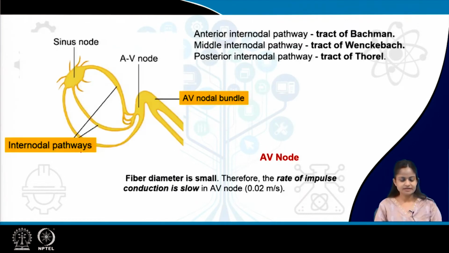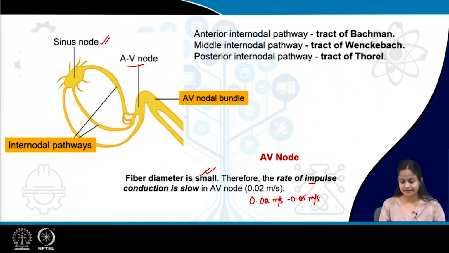Now, this is the sinus node or the SA node, and then we have the AV node, the atrioventricular node. This lies just above the atrioventricular ring, and the fiber diameter is also small in the AV node, and the rate of conduction is also slow. That means it is slower than that of the SA node. Usually it ranges between 0.02 meter per second to 0.05 meter per second. So, this is the conduction speed of the AV node.